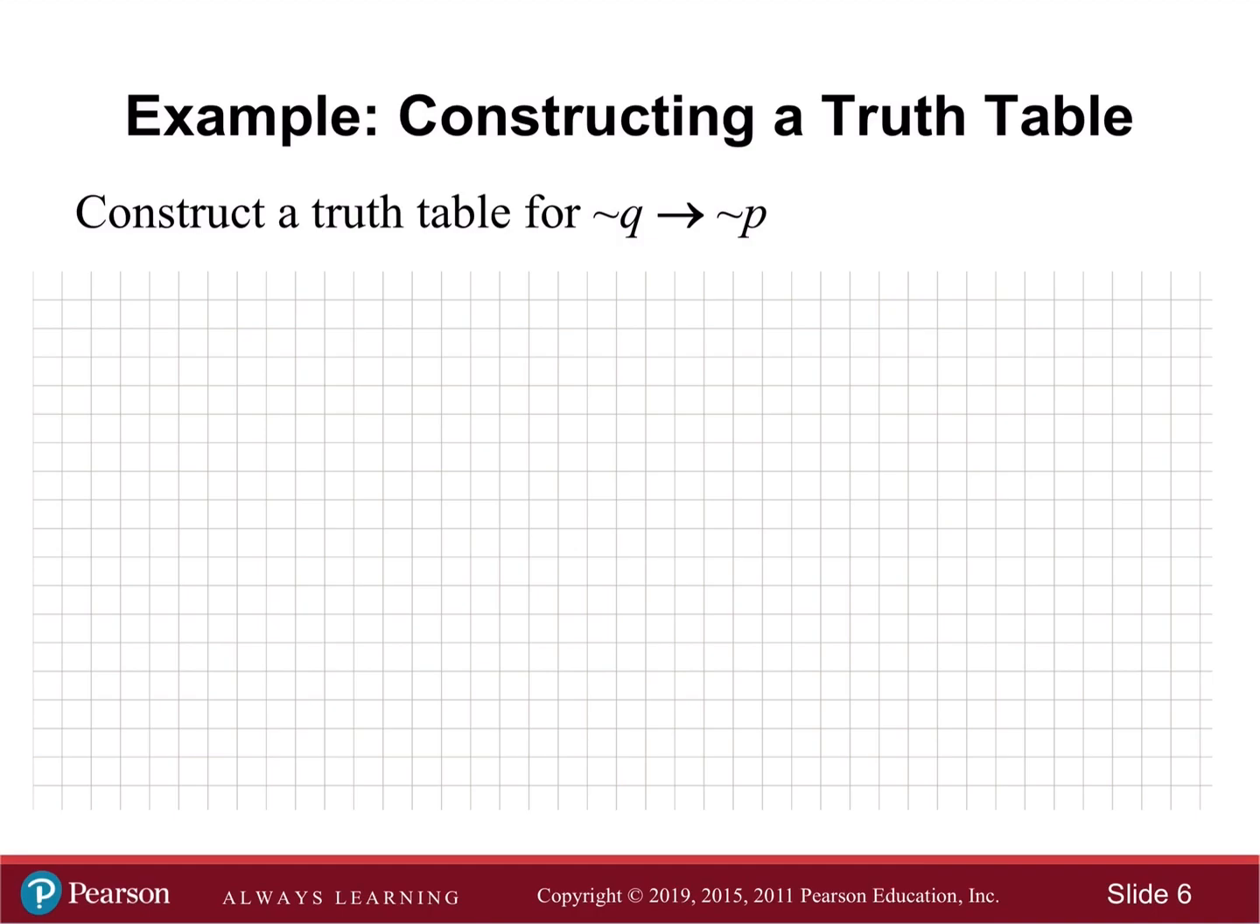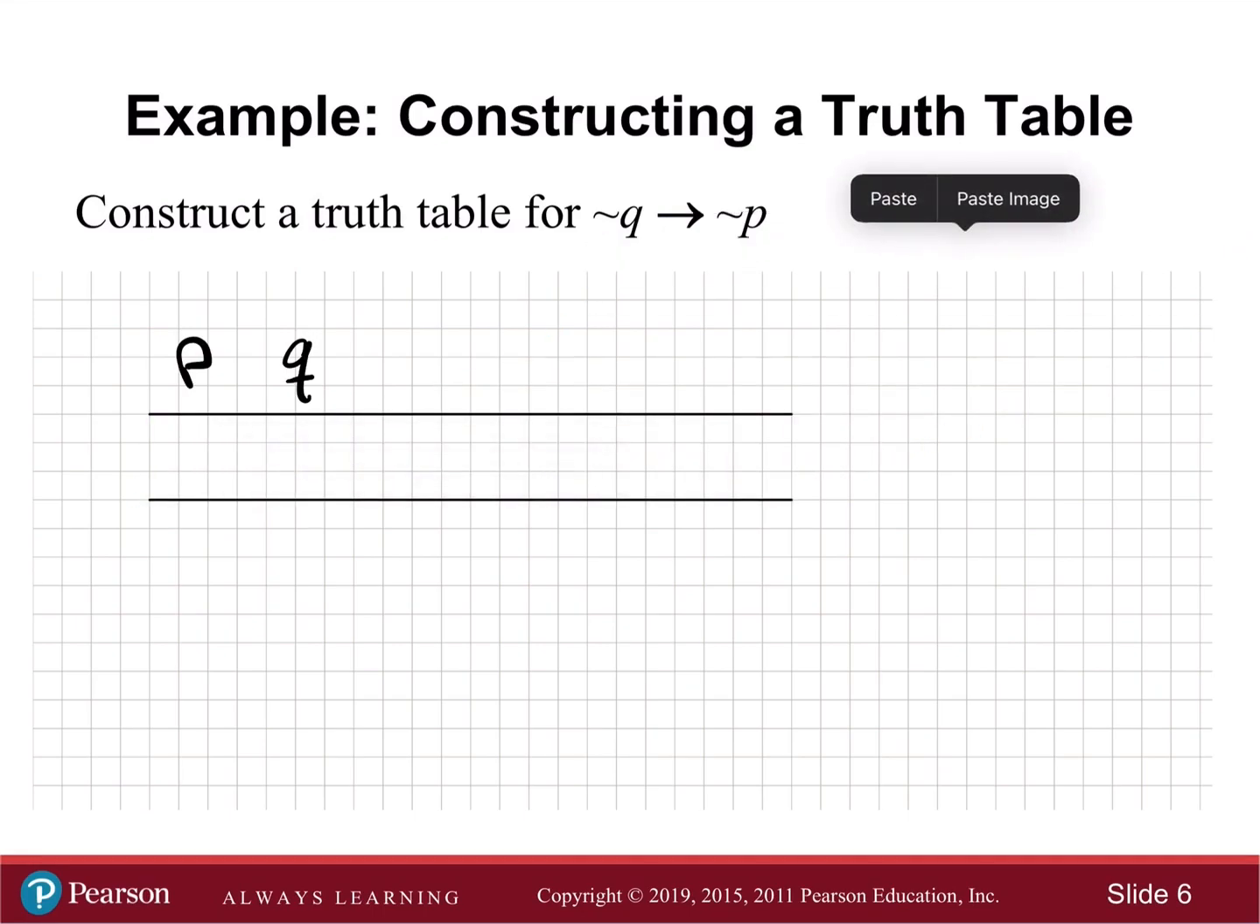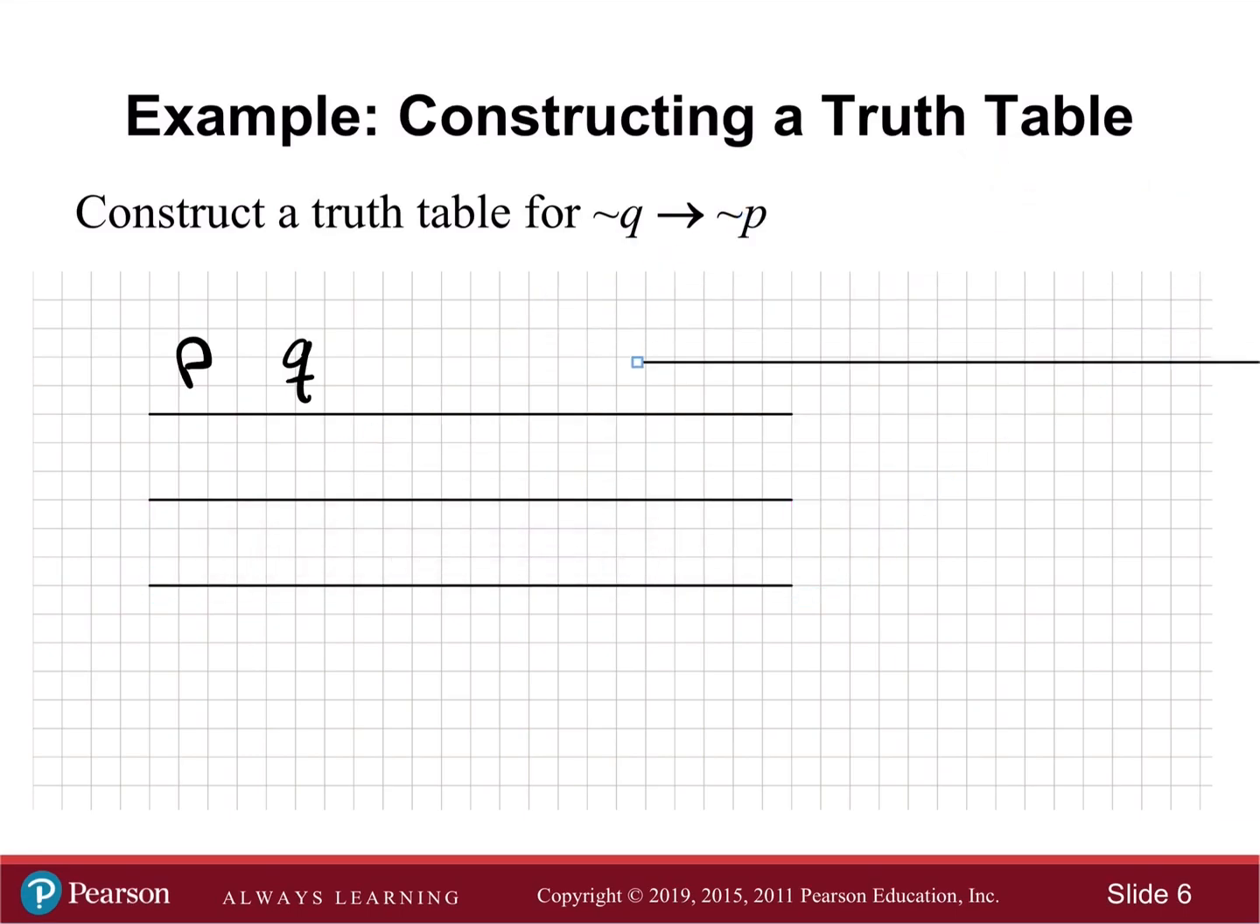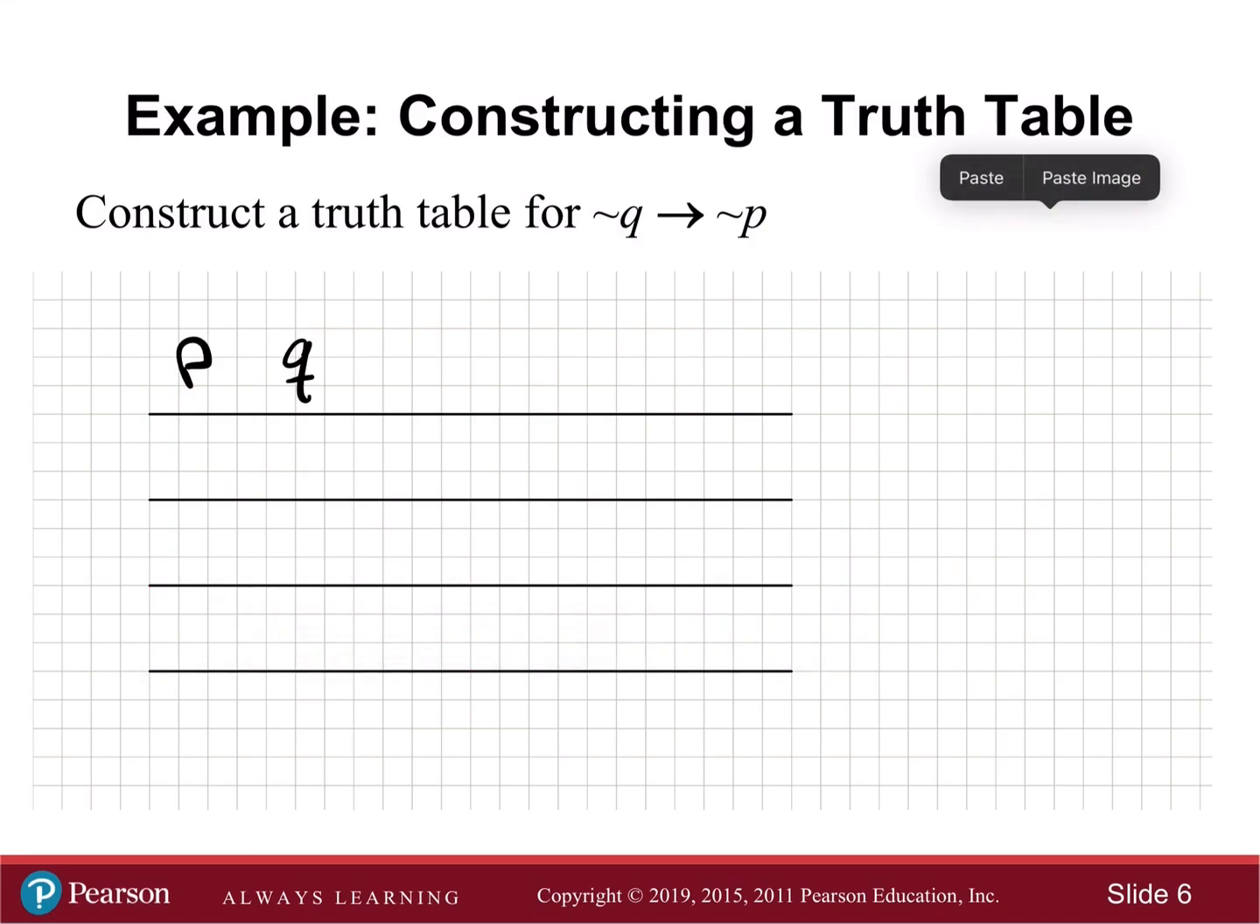So it looks like we have two simple statements. Let's draw a bar here, and then we have our P versus our Q. Since we have two simple statements, we need 2 to the power of 2 rows, which is a total of 4 rows. So I'm just going to copy this and paste, then paste again, paste, and one more.